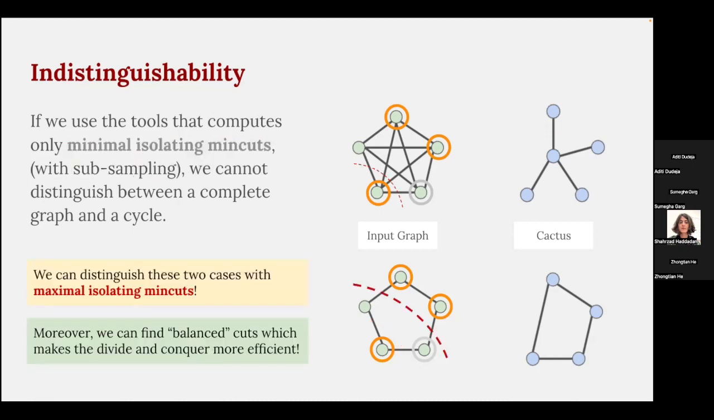Because in this maximal isolating mincuts, if you first do a subsampling, and then you compute the maximal isolating mincut, it will return this red cut, which is the cut we want. We want to find some balanced cuts to make the divide and conquer more efficient.